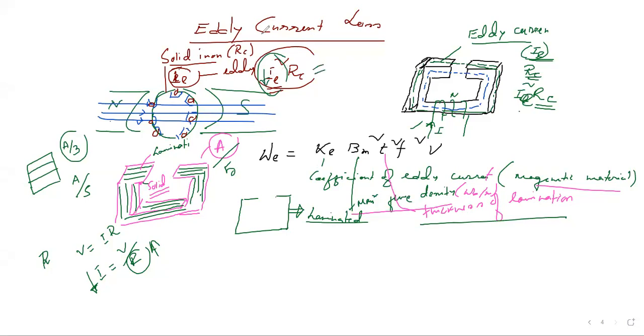So the total loss is reduced, because eddy current loss and hysteresis loss are not used as useful power of a particular electrical machine. That is why our tendency is always to decrease both the eddy current loss and the hysteresis loss.